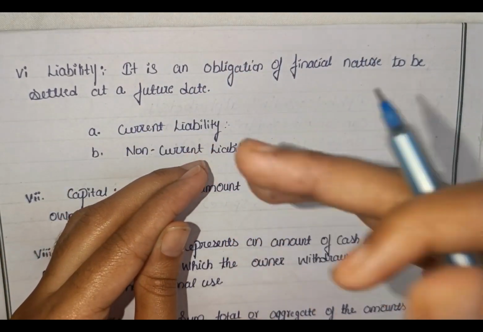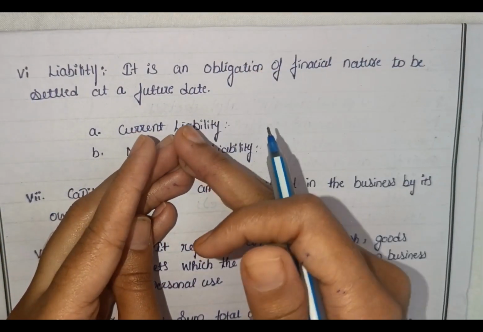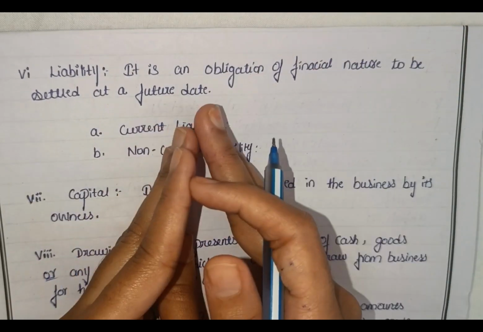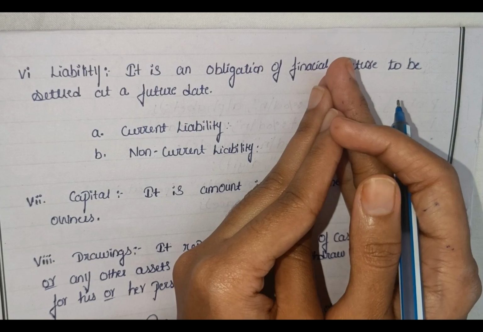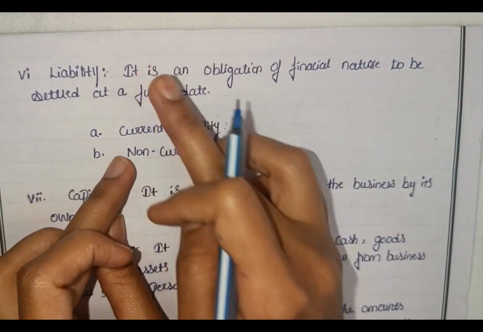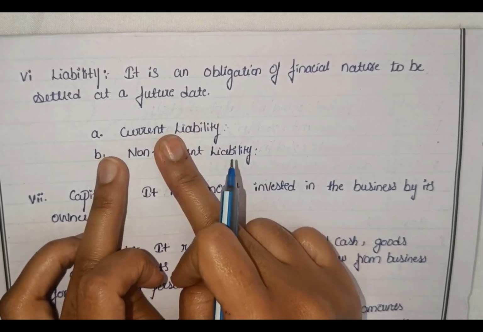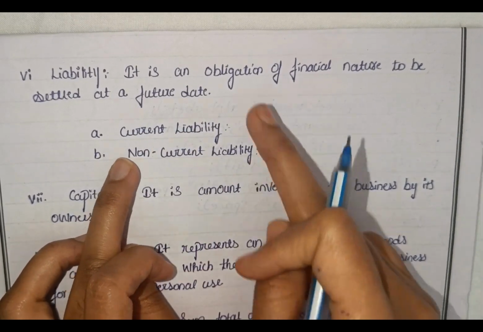We have to pay before a year or after a year, but finally we have to pay it. So it is always a liability to the company. There are two types of liability: one is current liability, another one is non-current liability.